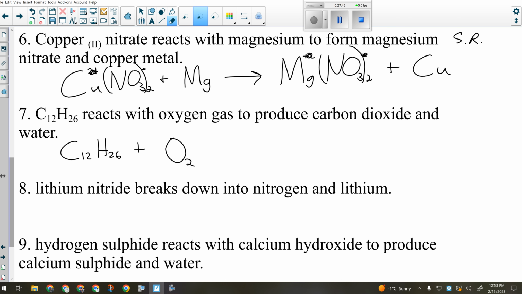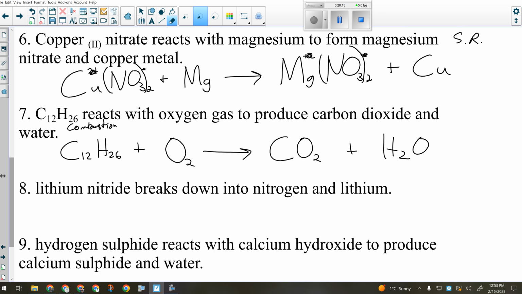O2, so there's a special element we've got to be wary of. That's going to produce carbon dioxide, so 1 carbon, 2 oxygens, and water. In a combustion reaction, we want to write that as H2O. What kind of reaction is that? I just gave it away. It's a combustion reaction, because we have a hydrocarbon reacting with oxygen, making carbon dioxide and water.